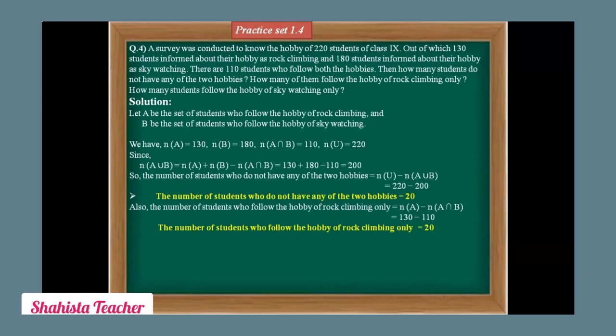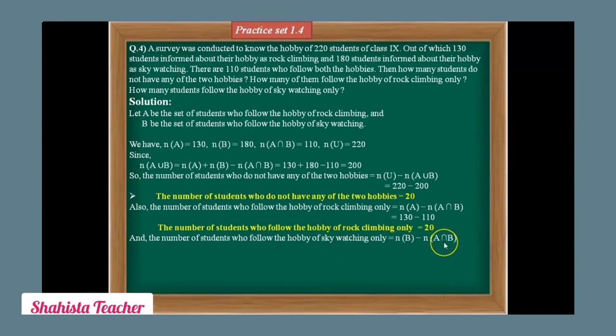Now after this, we have to see the number of students who follow only the hobby of sky watching. Same as for rock climbing, where we took A, here we will take number of B. Number of B minus number of A intersection B gives us the number of students who follow only the sky watching hobby. So number of students who follow the hobby of sky watching only is number of B minus number of A intersect B.